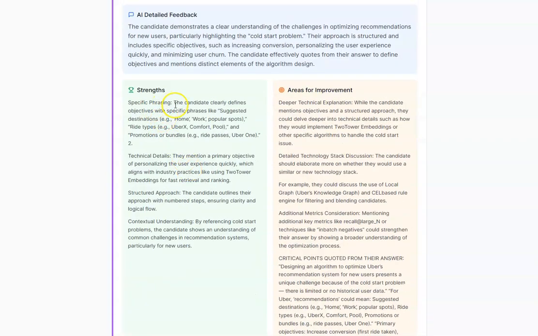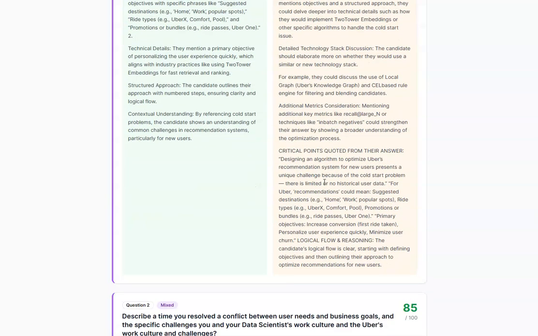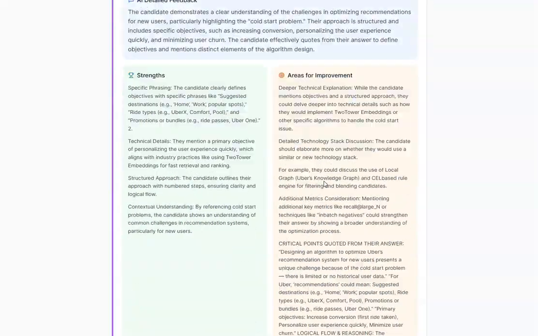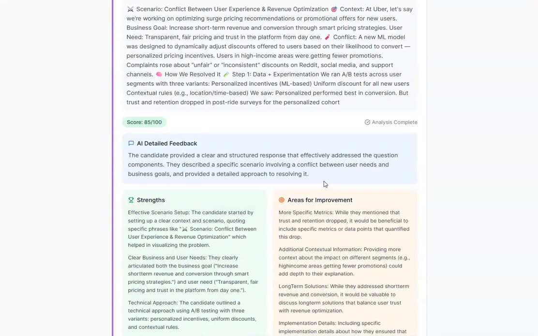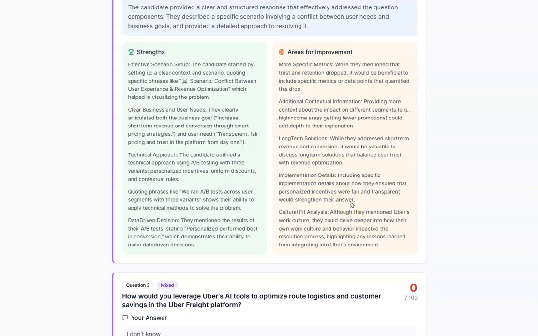It says I did very well using different aspects like the Uber X component tool, and a very detailed structure. But the areas for improvement are a deeper technical explanation, more examples, and considering talking about metrics too. This one also got 85 out of 100, and it gives very specific feedback similar to the other one too.